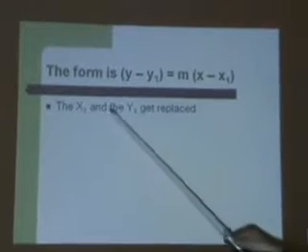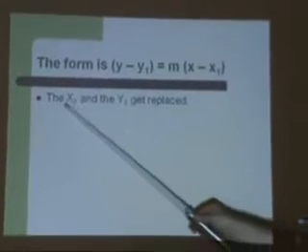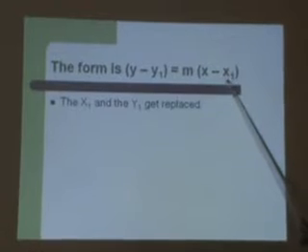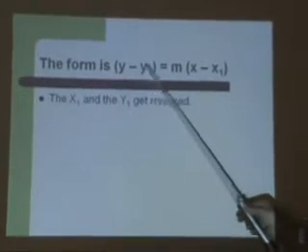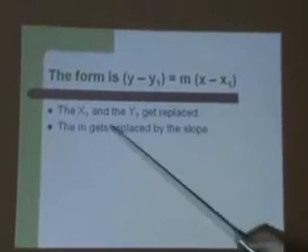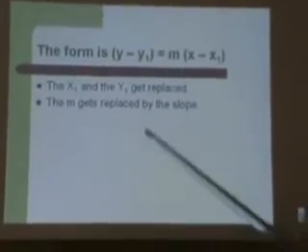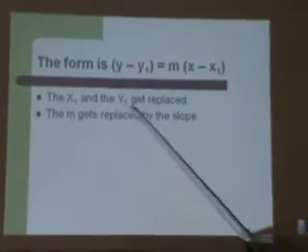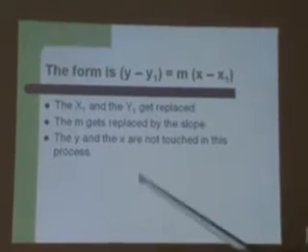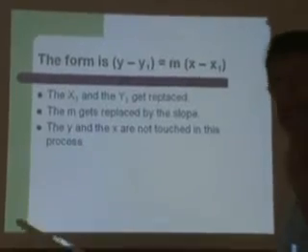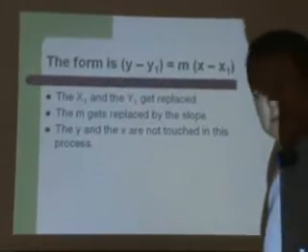So let's put this in action. We have the format. The x1 and y1 are going to be replaced. This x1 here is going to go away. The y1 here is going to go away. The m is going to get replaced. That's going to go away. Think of a hole being there. But don't think of a hole on this one or this one, though. The x and y are not touched by this process. They're going to stay in our final equation.